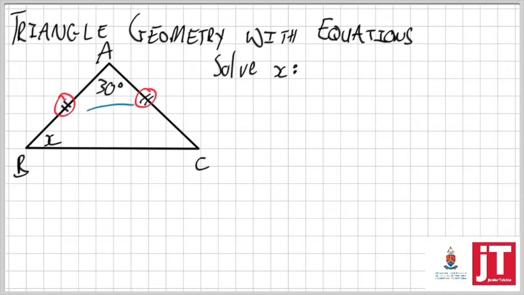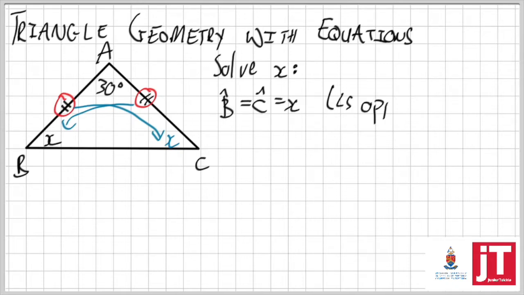So in other words, the angles opposite them are also going to be equal. That means that angle B and angle C are going to be the same. That's going to be our first thing that we need to write down for the examiner. So angle B and angle C are both x, and we can say it's angles opposite equal sides.